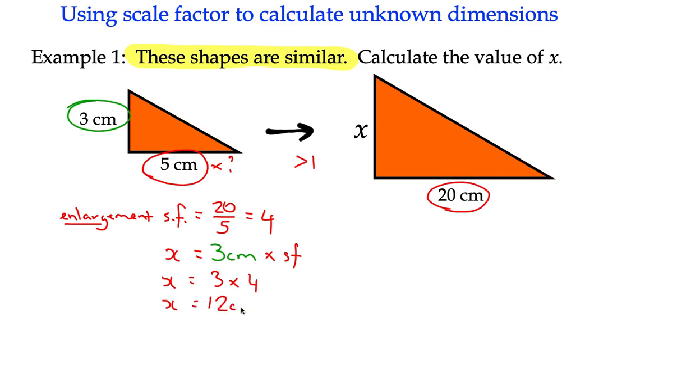x is 12 centimeters. Now in this case we could have done that a little less formally. I've put in a number of bits of working, but it's a good story to tell, and that's just because you can work something out in your head doesn't mean it's not worth telling the story. We've shown how we've worked out the enlargement scale factor. We've then stated that the unknown side is the matching side multiplied by that scale factor. I've substituted in 4 for the scale factor and then worked it out.